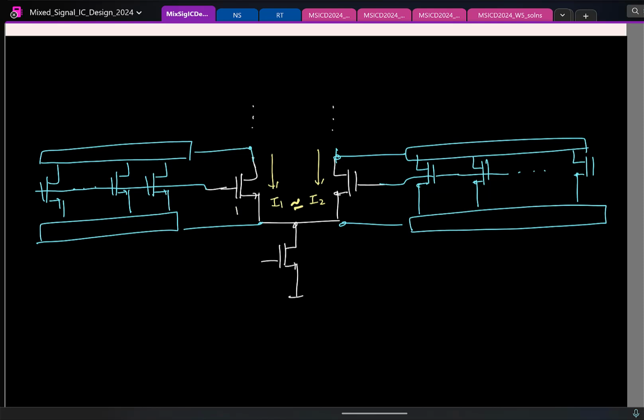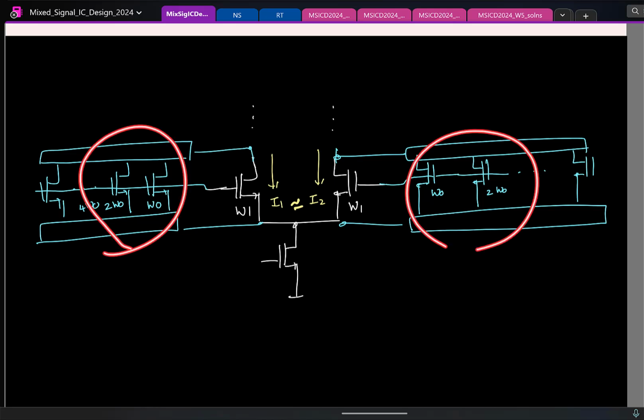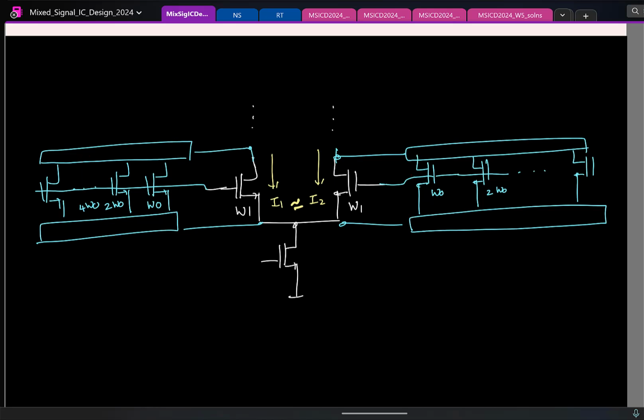So typically, let us say the widths of these are W1, W1. You can choose a smaller width, some W0, and you can have them in a binary weighted fashion like this, so that you can have multiple combinations. And again, for each comparator, you have to find out how many transistors I should turn on on the left side and right side, so that when I have equal inputs, things are balanced.